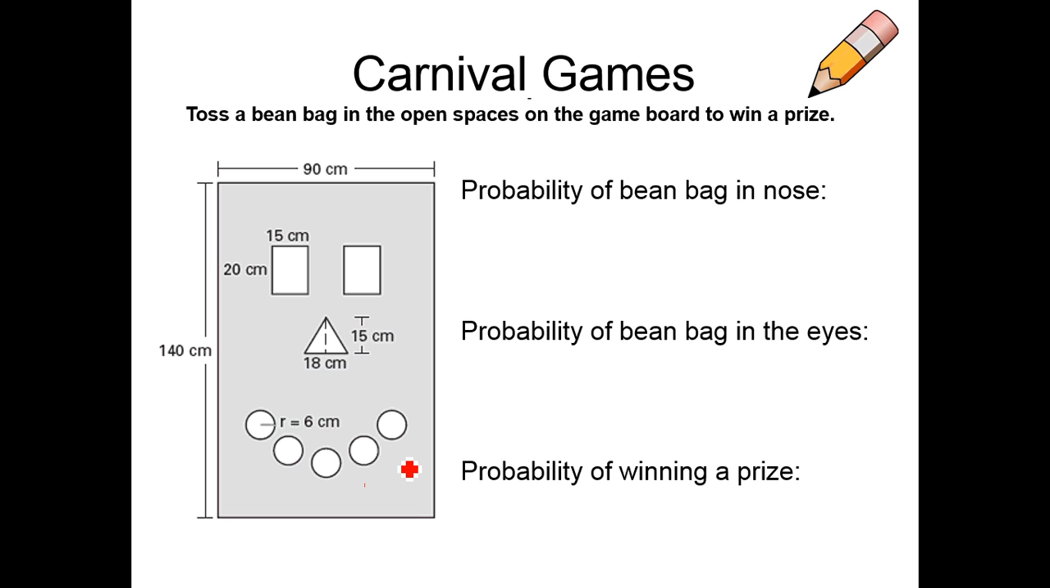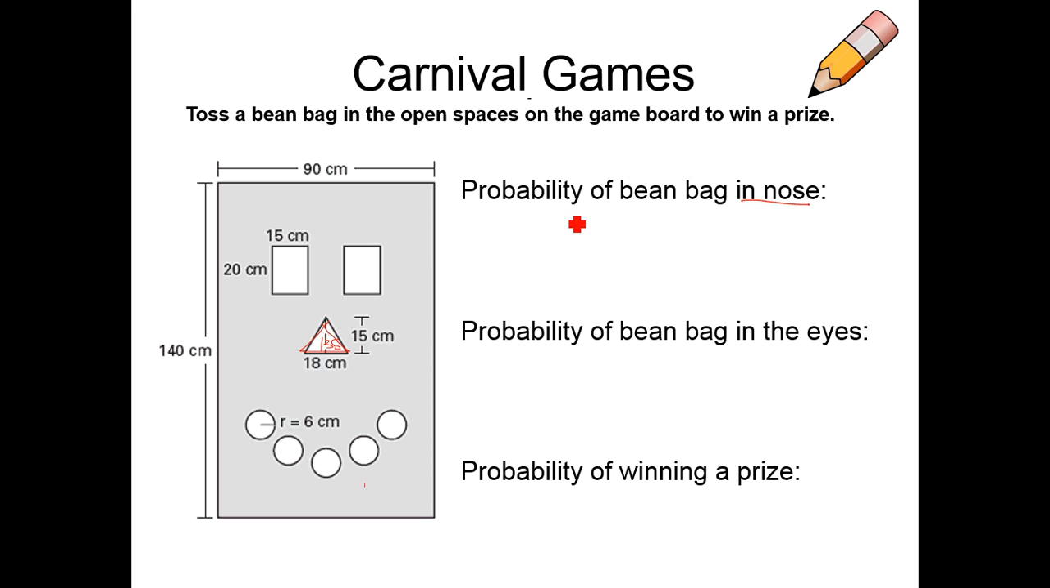Okay, so now that you have that drawn into your notes, let's find the probability of landing a beanbag in the nose. So the nose is right here, right? The nose is a triangle shape. So that area is 1/2 base times height. So if I take 18 times 15 and then divide that by 2, in essence, you're taking 9 times 15 here. We would get 135 centimeters squared.